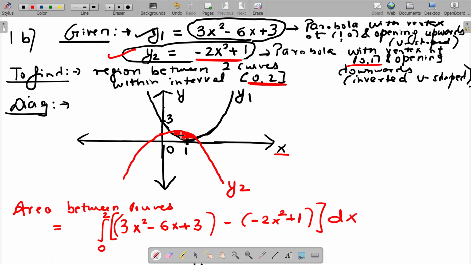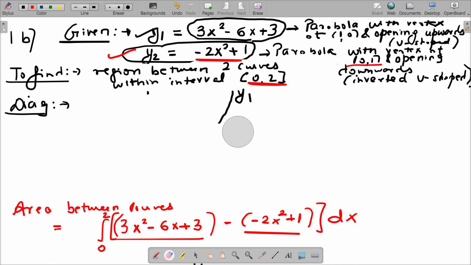So area between the two curves is area below Y1 minus area below Y2. Okay, so this is the area under Y1 minus this is the area under Y2. So I'm erasing the diagram. It was just given to help students visualize as to what exactly we need to find out. So it's area under the Y1 curve minus area under the Y2 curve, which gives you the area between Y1 and Y2. This is going to be integral. If I write this clearly, it's going to be integral from 0 to 2.